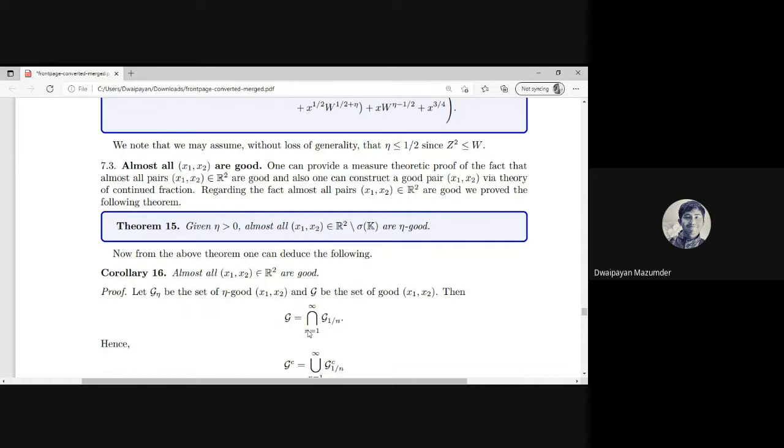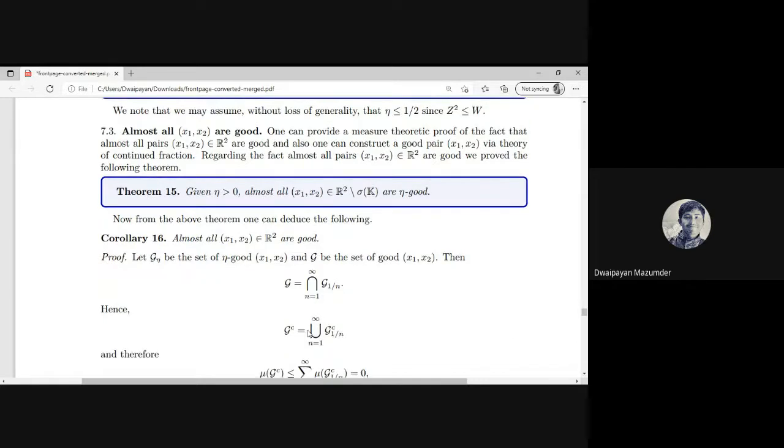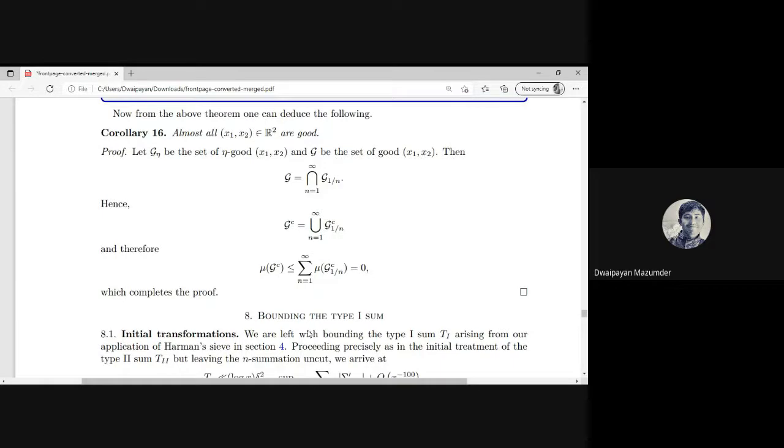First, we prove that given eta greater than 0, almost all x1, x2 belonging to R2 are sigma k eta good, and then almost all x1, x2 are good. It's just a simple trick. If g is your good set, then you take the intersection of all such g_{1/n} for n equal to 1 to infinity. Now take the complement, it becomes a union, and now take the subadditivity of measures, and you get 0.